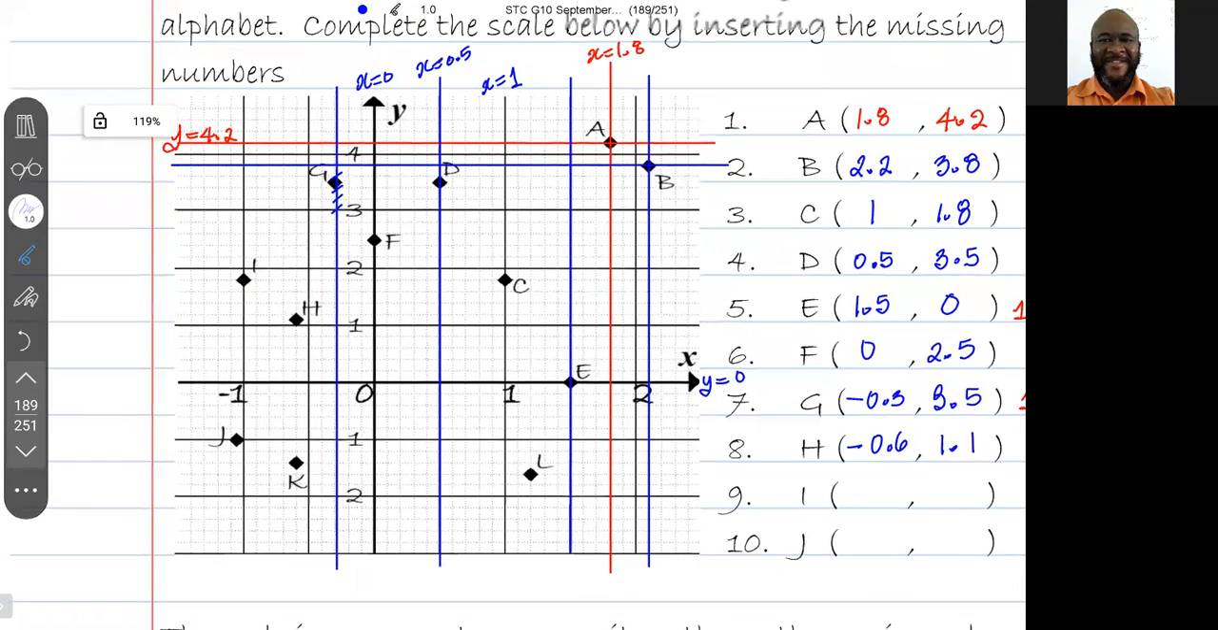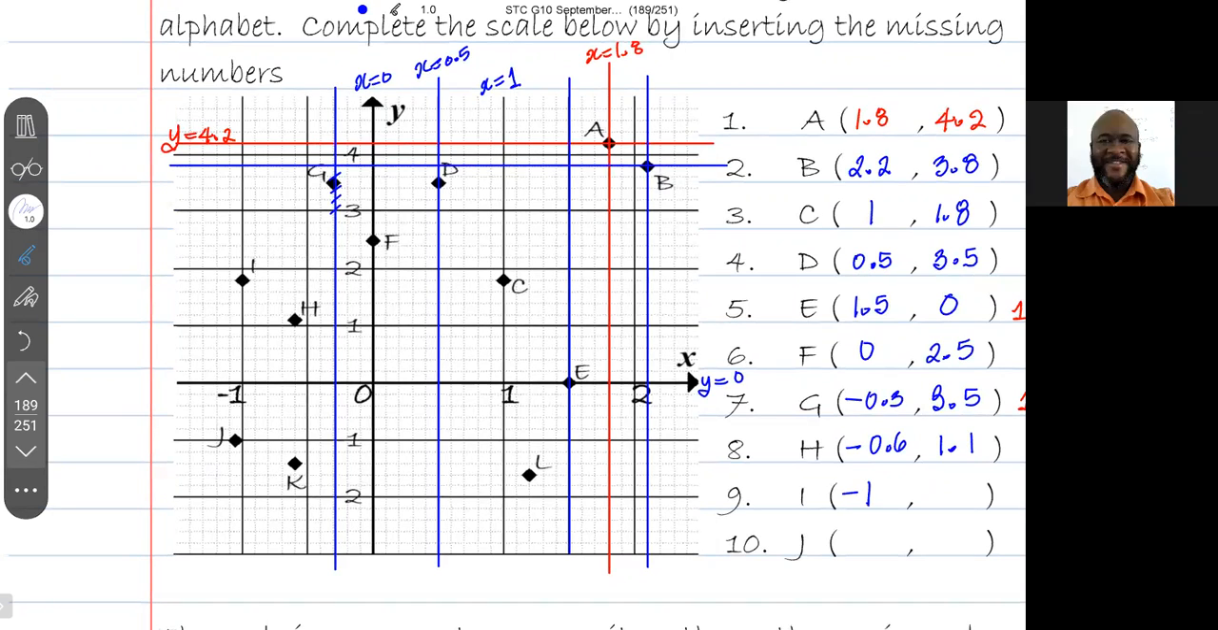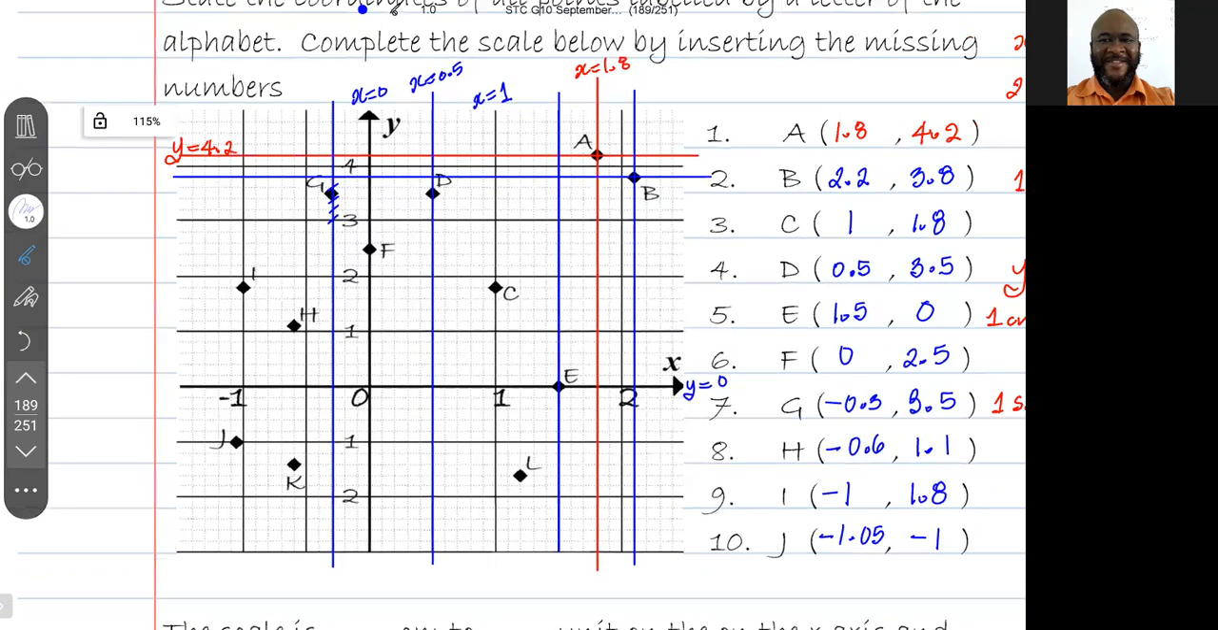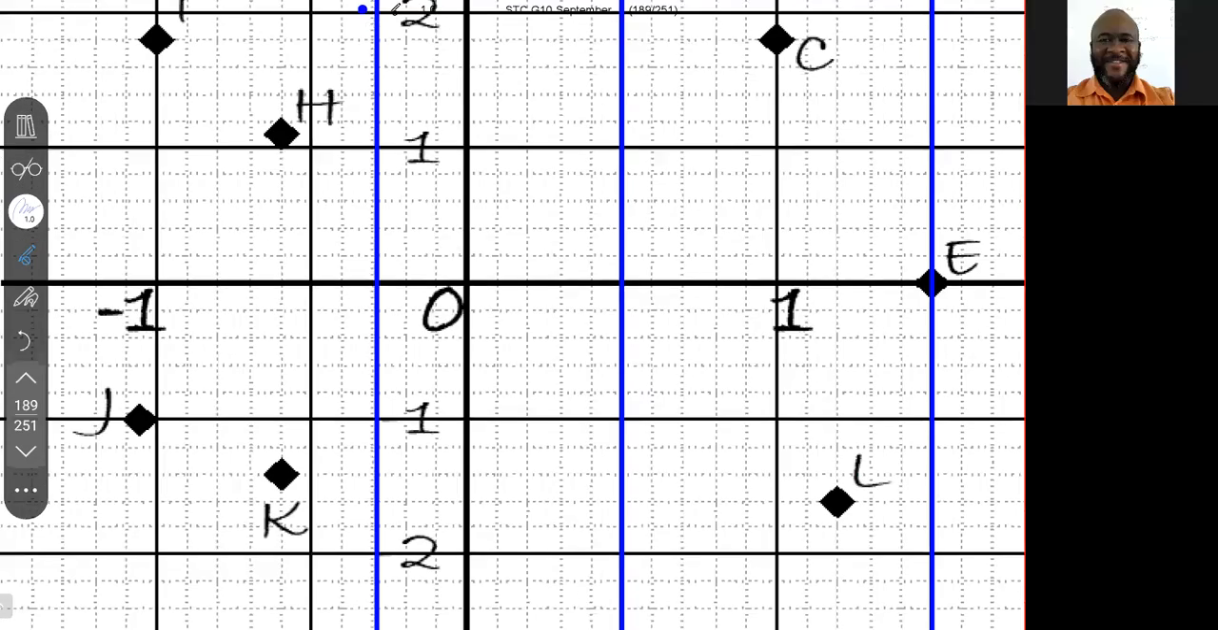I is minus 1 and 1.8. J is minus 1.05 and horizontally minus 1. I notice that there's L and there's K, but apparently I don't have them on the thing. But let's have a look at J. Why is J at minus 1.05?